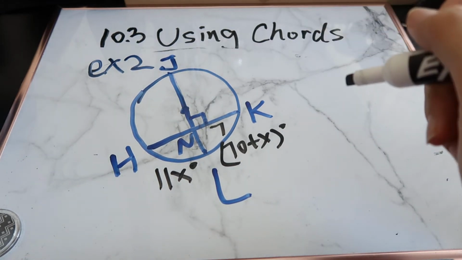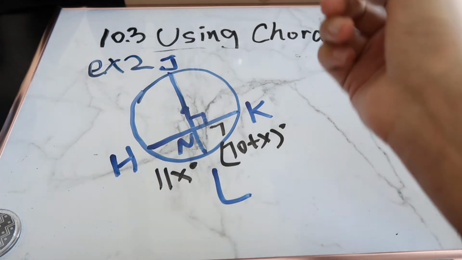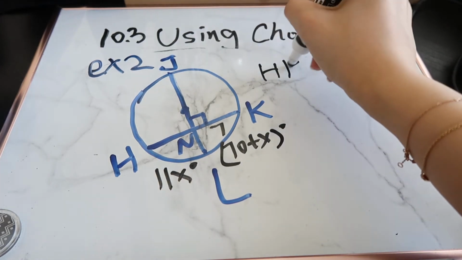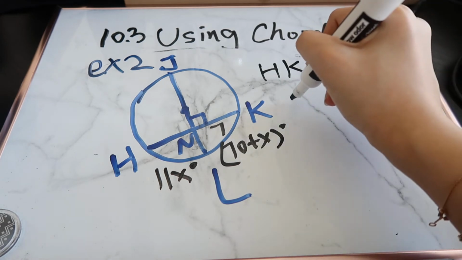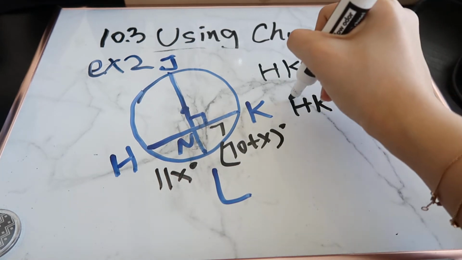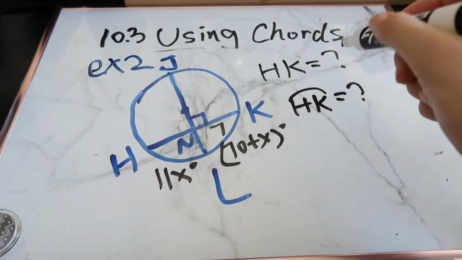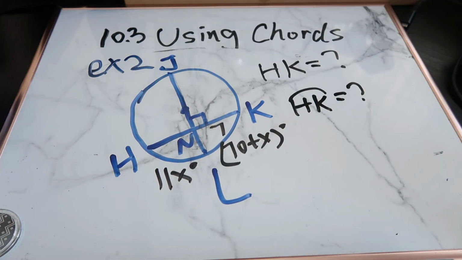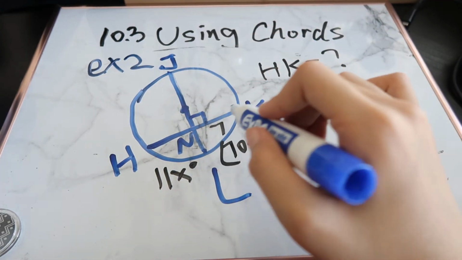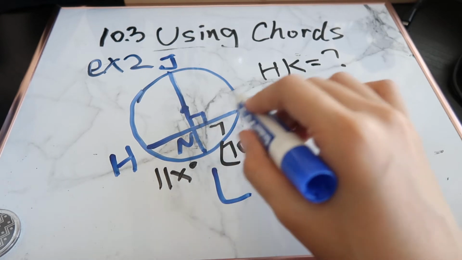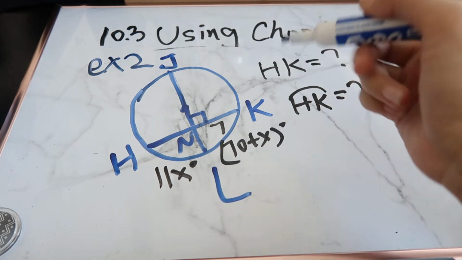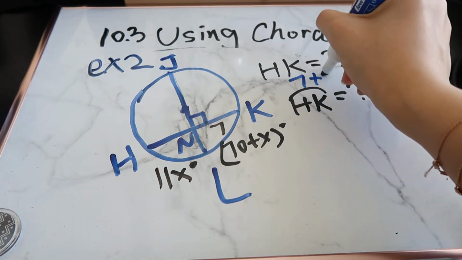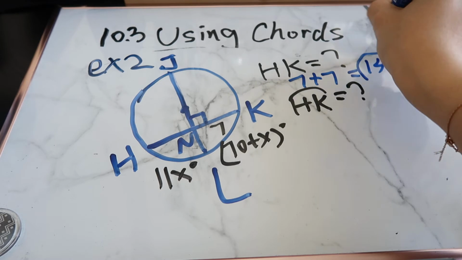So we want to know what's the value for HK, and we want to know what's the value for arc HK. So let's do the first part. The first one is easier. When you take a look at here, NK is 7. That means if NK is 7, the other half HN is also 7. So to find HK, it will simply be 7 plus 7, which will be 14.